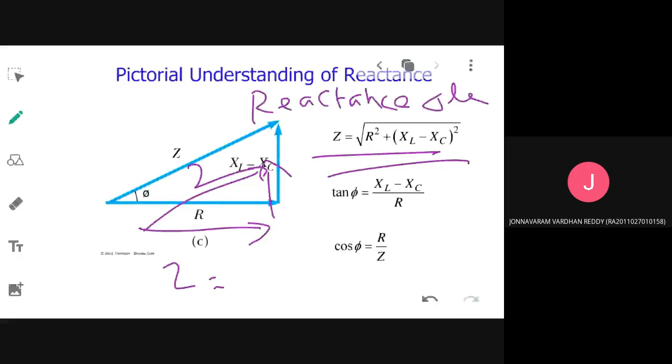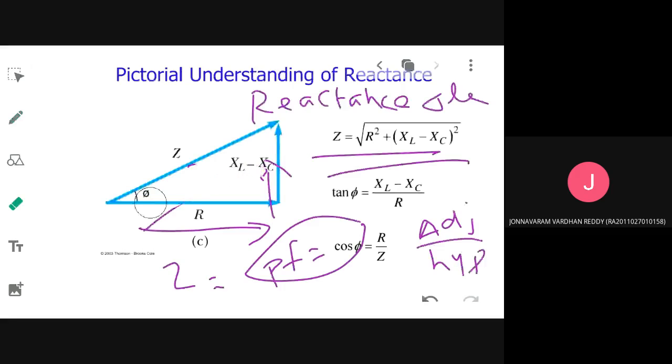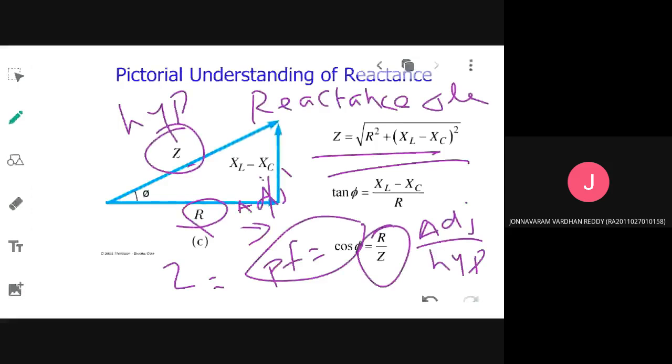Now, what is the power factor by observing this reactance triangle? Here comes another formula for power factor. Power factor is equal to cos phi, and cos phi is given by adjacent divided by hypotenuse. So what is my adjacent and what is my hypotenuse? Adjacent is R, resistance, and hypotenuse is Z, impedance. So cos phi equals R by Z.